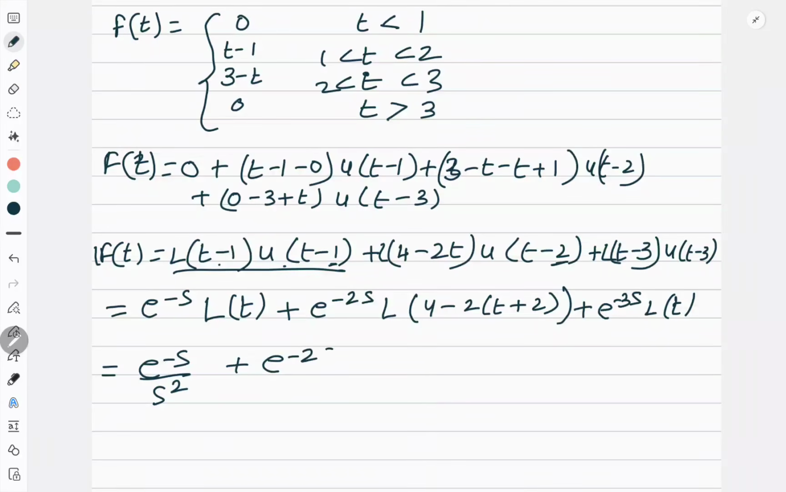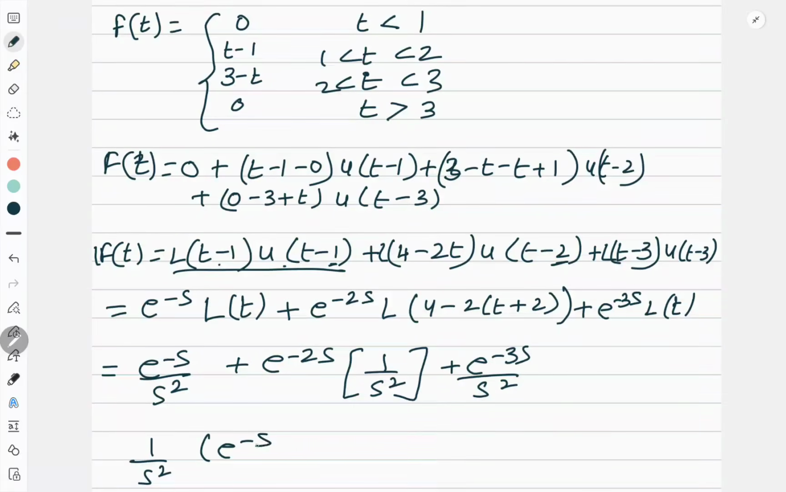Plus e to the power minus 2s. And Laplace of, here you see 4 and minus 4 will get cancelled, only t. So 1 by s square. And plus e to the power minus 3s upon 1 by s square. So my answer will be 1 by s square e to the power minus s plus e to the power minus 2s plus e to the power minus 3s. So this becomes my answer.